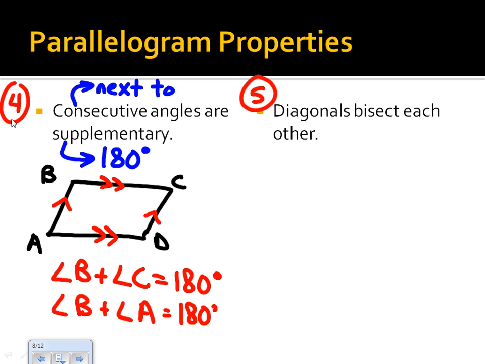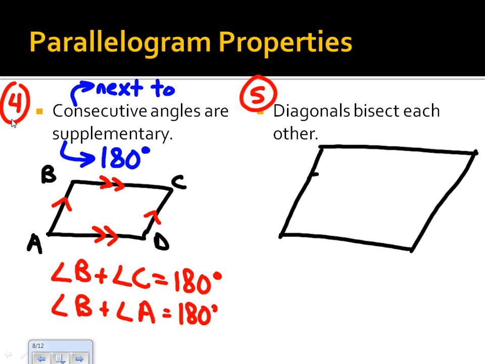Diagonals bisect each other. Make this one pretty big because we're going to have to draw the diagonals. So there's my parallelogram. Draw your diagonals. So the diagonals across. Okay? And they bisect each other. So that means that this portion of the diagonal will be equal to the other portion.